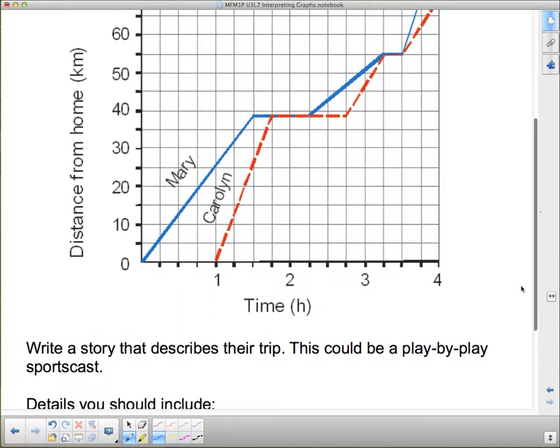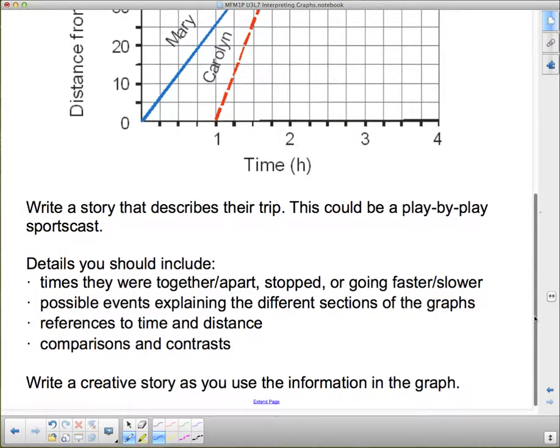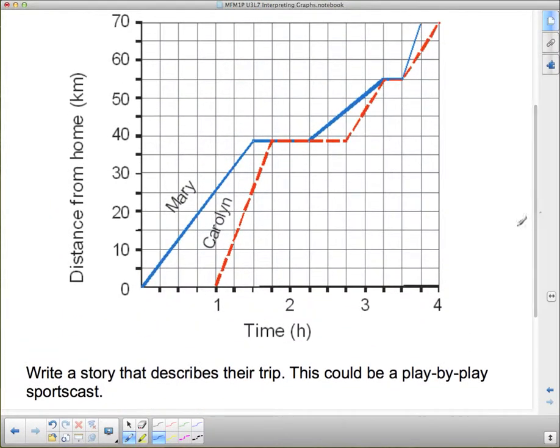So you're going to tell me a story. Now it could be a play-by-play sports cast. So you could say, "Oh, it's the day of the big race. Mary starts off going strong. Carolyn, where is Carolyn? She hasn't shown up yet. An hour has passed and Carolyn is just starting the race." Something along those lines. Could be a play-by-play.